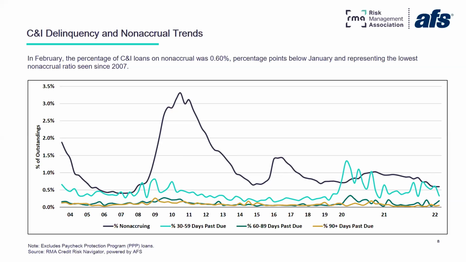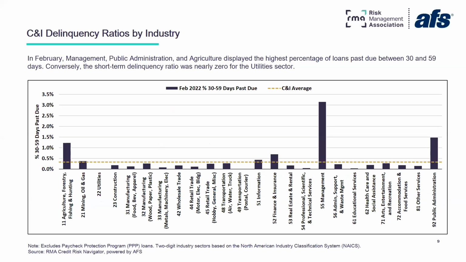We're going to look at delinquencies and non-accruals, and we're going to first start off with delinquencies. I'm going to look at short-term past dues because that's where most of the activity is, the largest amount of activity. The percentage past due here is for each 2-digit NAICS code, and the dotted horizontal line is the all industry average.